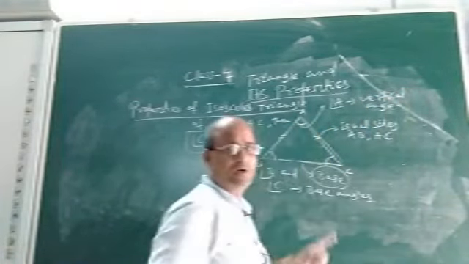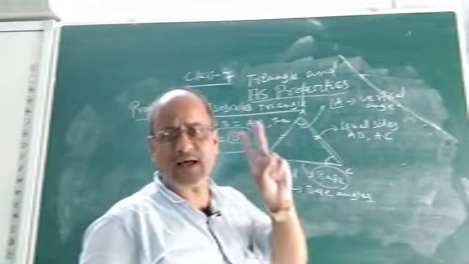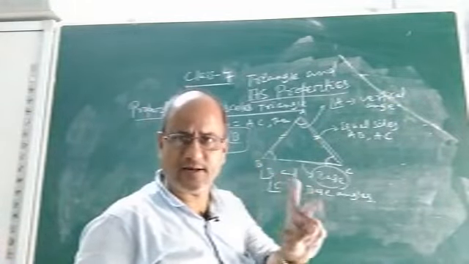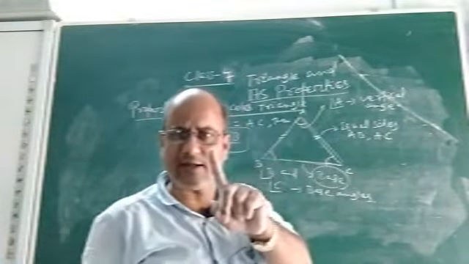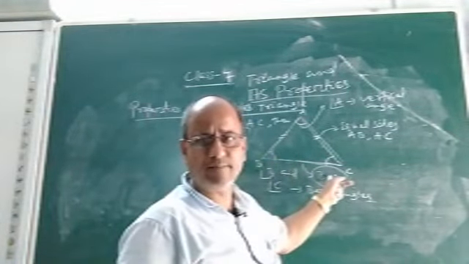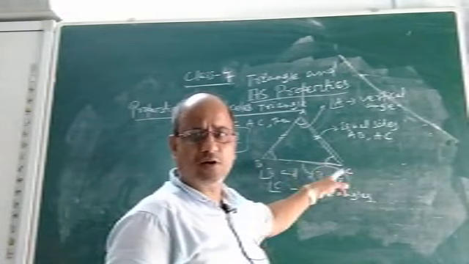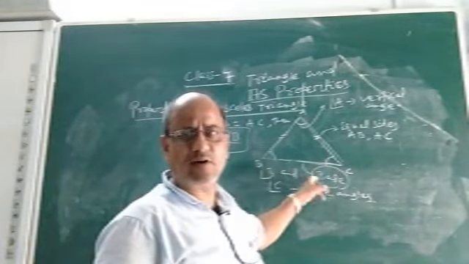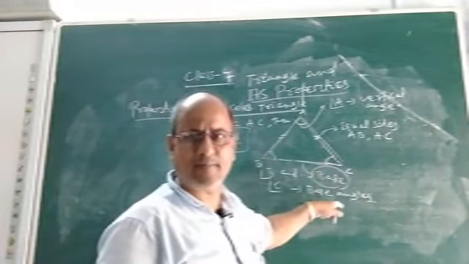See, so in an isosceles triangle there are how many base angles? 2 base angles. How many vertical angles? 1 vertical angle. Which is the base? The unequal side is the base, and the 2 angles which lie on the base, what are they called? They are called base angles.